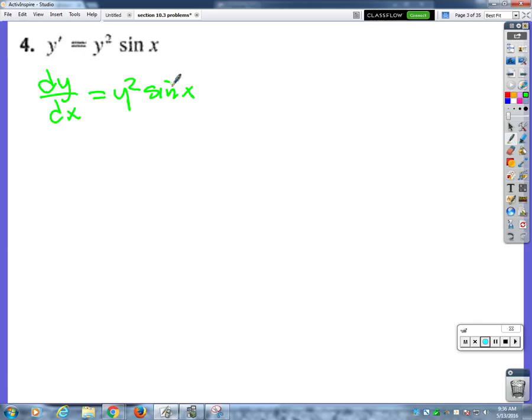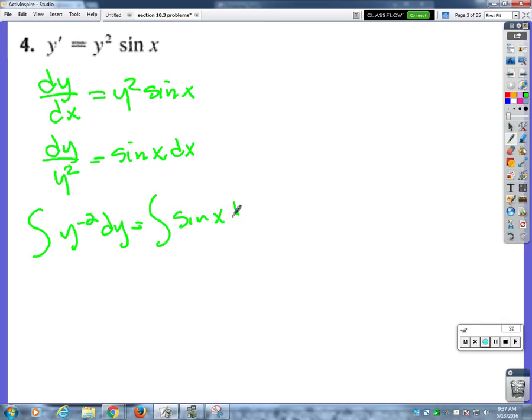Okay. So y prime is dy dx. Okay. So we're going to start by multiplying by dx, right? And then may I, in one step, without confusing anyone, also divide by y squared? Okay. Honestly, no, but you do that. So then I'm going to take the antiderivative of both sides. So that's y to the negative 2 dy equals sine of x.